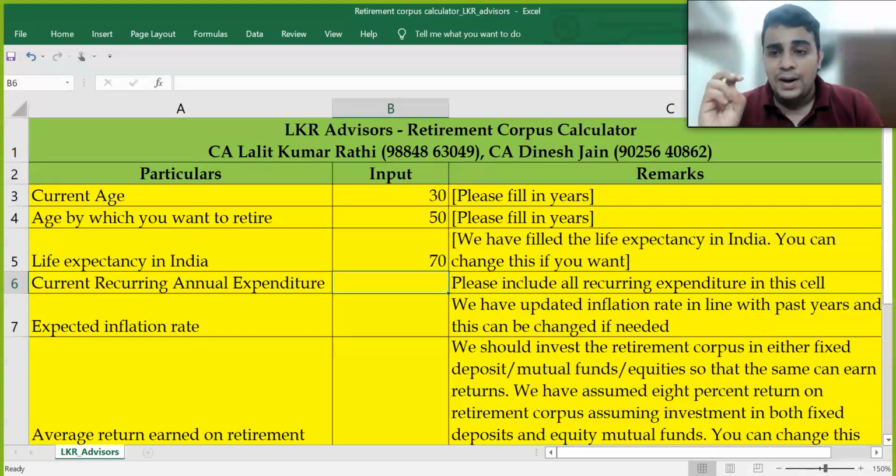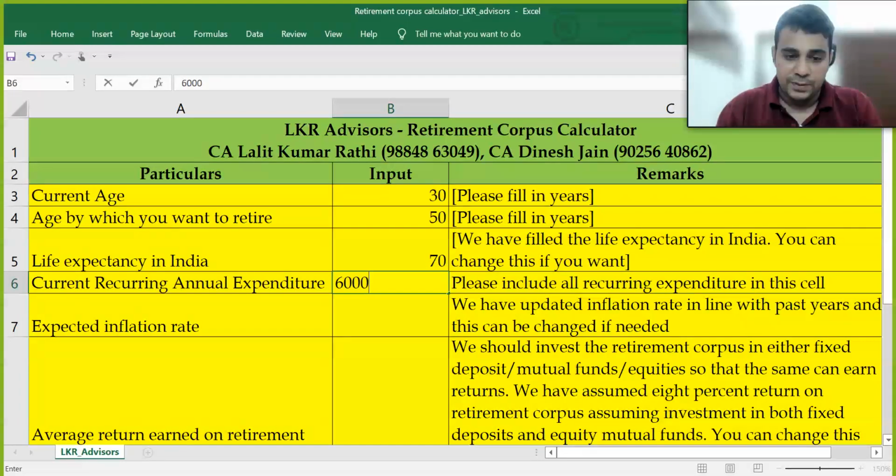Current annual recurring expenditure: what is the expenditure a person is having today, the recurring expenditure, not certain emergency expenses, some medical expenses which are emergency in nature. Your mediclaim and other things are recurring expenditure. So whatever is your recurring expenditure, let me take it as 6 lakh rupees.